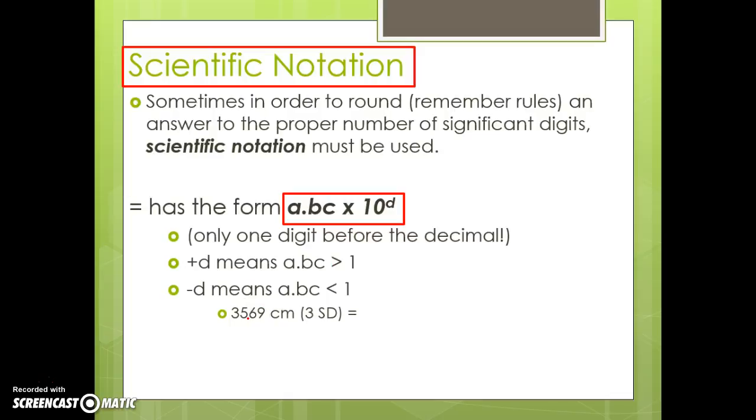So 3, 5, 6, 9. Let's say we got that as our final answer, but we needed it in 3 significant digits. How would we do that? Well, you use the 9 to round the 6. So 3.57 times 10 to the 3.